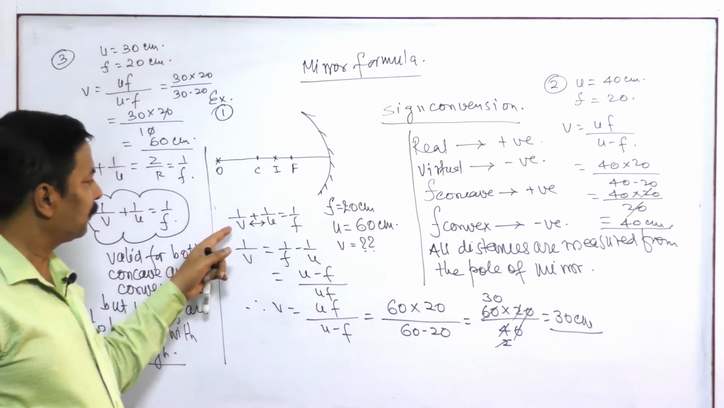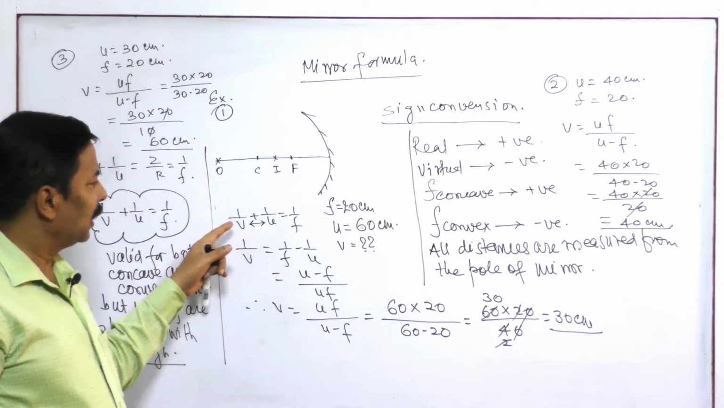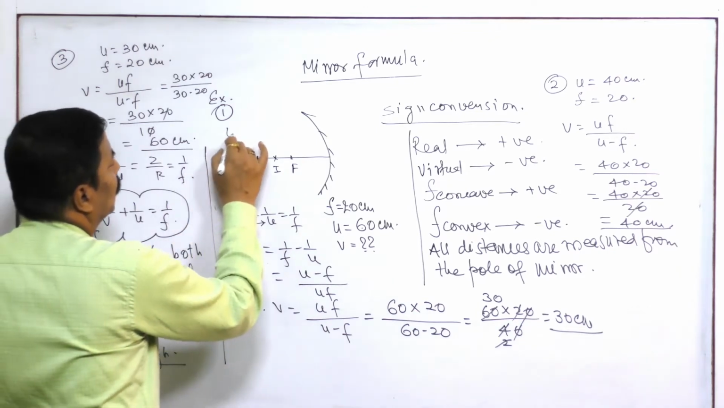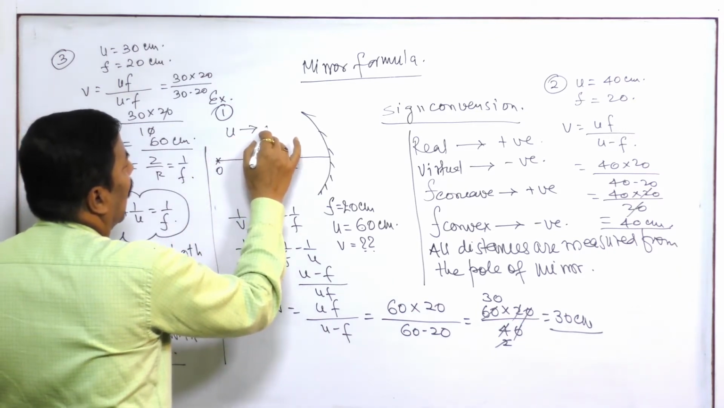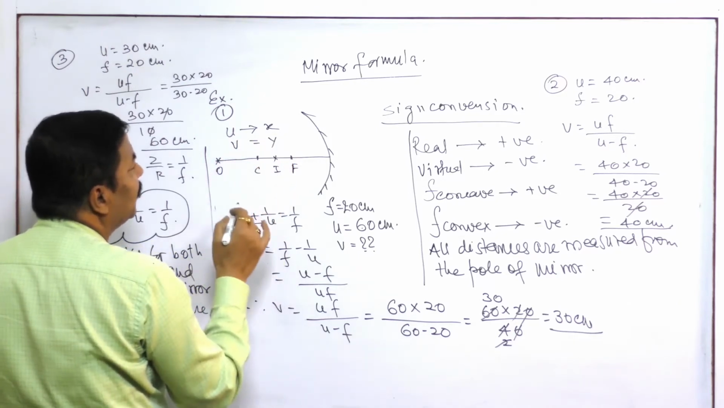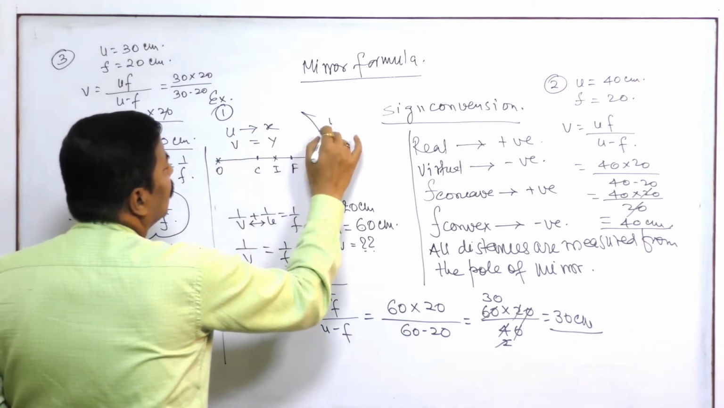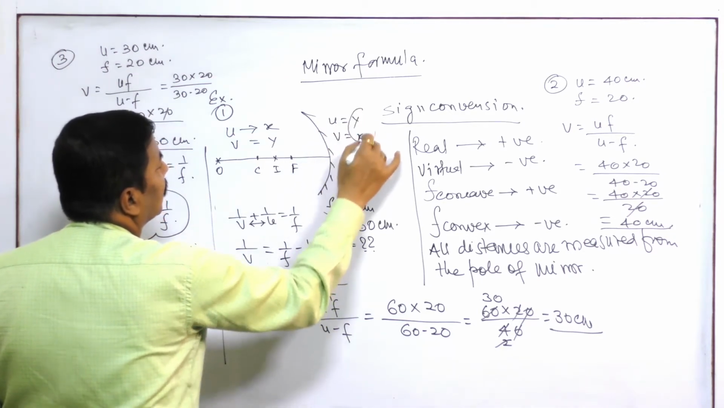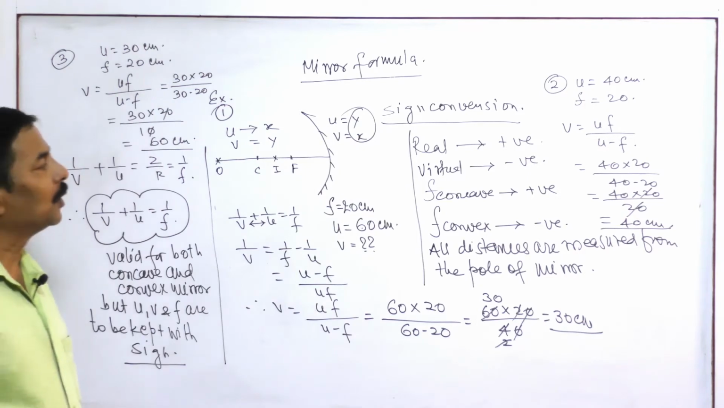At the place of 30, if U is 30, V is 60. Suppose U is x and V is y, then it means if U is y, then V is x. This is the thing that I want to make you understand.